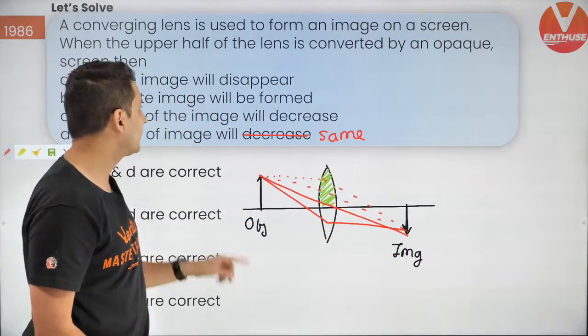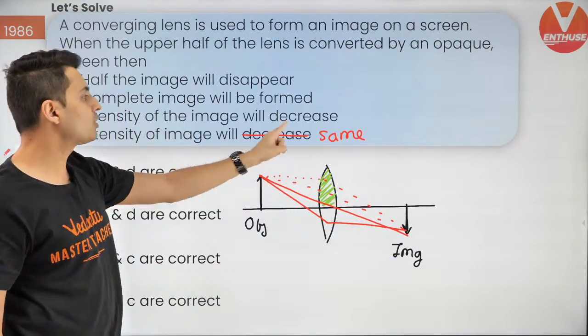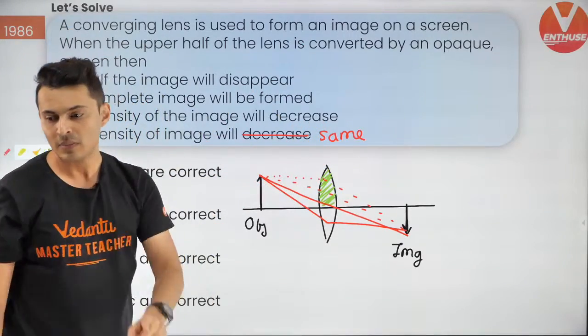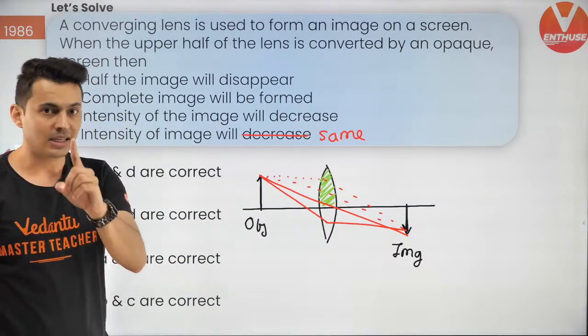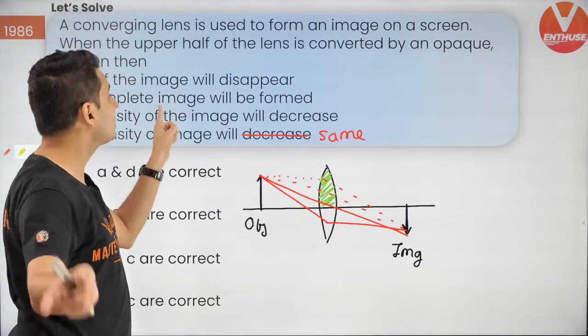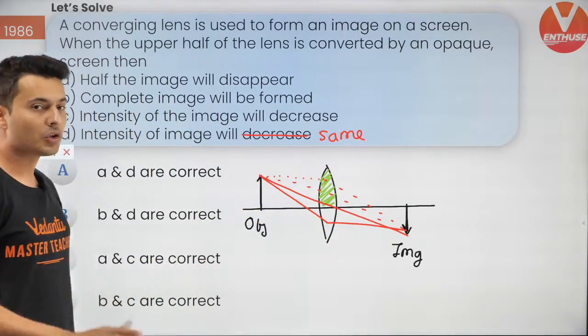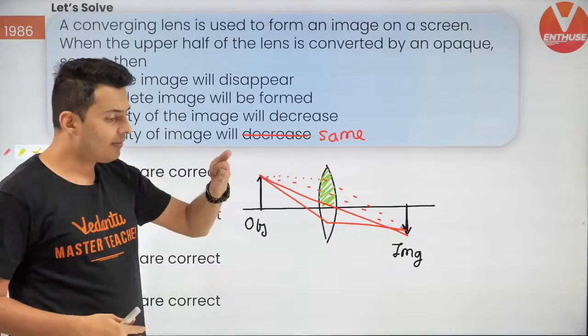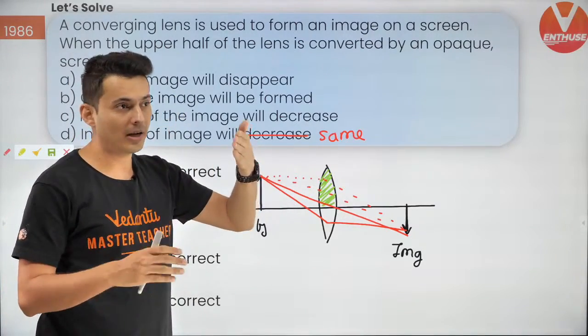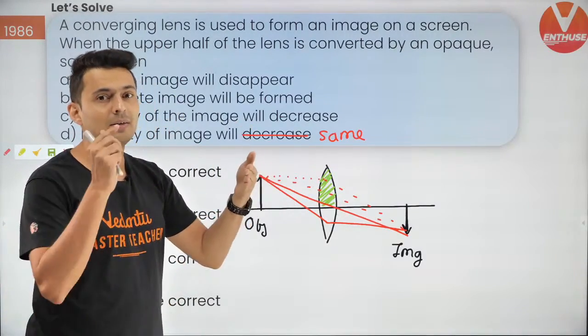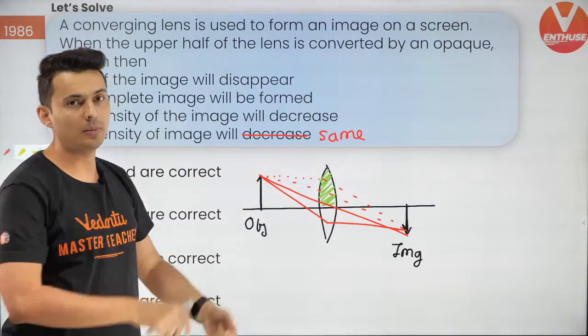That means what will happen? The intensity of the image will decrease. I hope this is clear. Yes, intensity will decrease and the image will not disappear. It will still be formed. Remember that. So just by covering half the lens, do not expect the image to become half. No, the intensity will become half because half the rays won't meet over there.